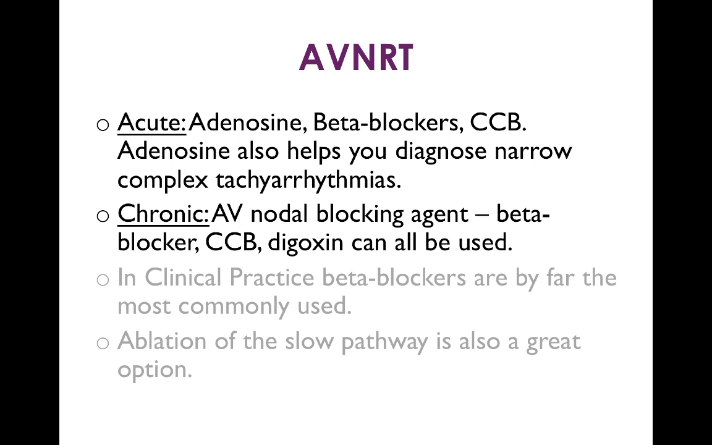Okay, AVNRT, the reentrant arrhythmia within the AV node leading to near simultaneous activation of the ventricle and the atria. Acute termination of AVNRT is usually achieved with adenosine, which creates a transient heart block. That also helps you diagnose the narrow complex tachyarrhythmias if you're having trouble teasing them apart. Beta blockers and calcium channel blockers intravenously can also be used for acute termination of AVNRT. For chronic treatment, you can choose to do a catheter ablation, or if the patient is minimally symptomatic, try to use an AV nodal blocking agent to disrupt the reentrant arrhythmia. In clinical practice, what we most often use are beta blockers, but you can also use calcium channel blockers and digoxin. So that's AVNRT therapy.